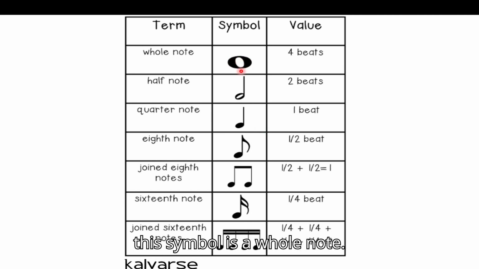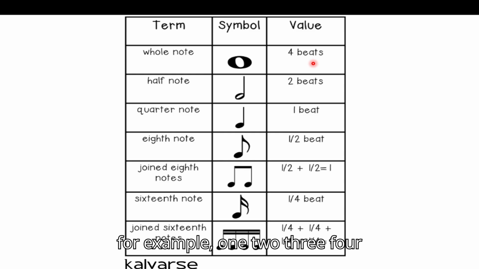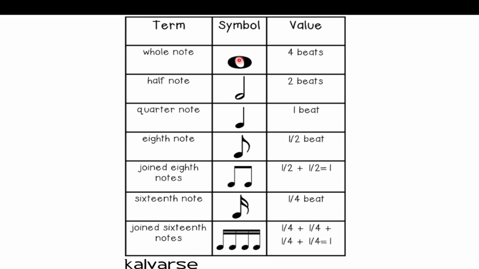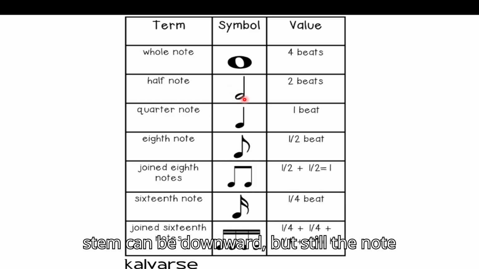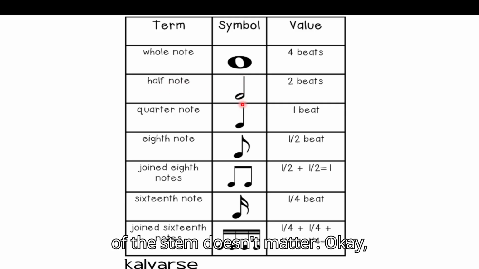This symbol is a whole note, which sustains for 4 beats. For example, 1, 2, 3, 4 is one of the counting patterns, so the note will sustain for 4 beats. This symbol is a half note, a note head with an upward stem. The stem can be downward, but the note will still be called a half note, so the direction of the stem doesn't matter. Just understand this. A half note will sustain for 2 beats.